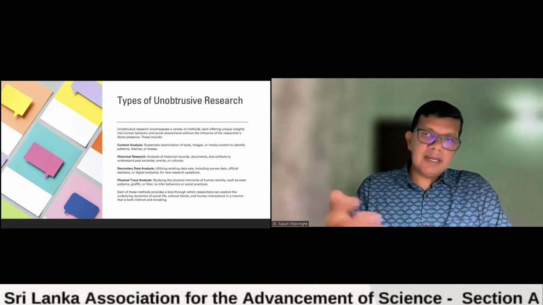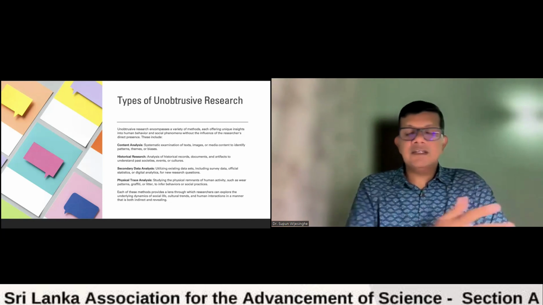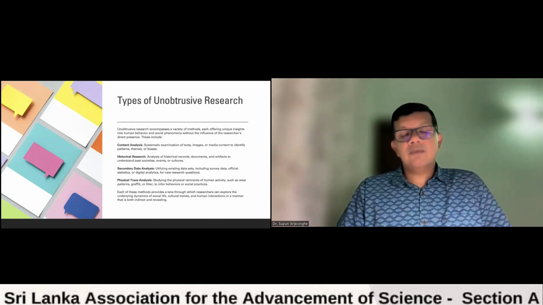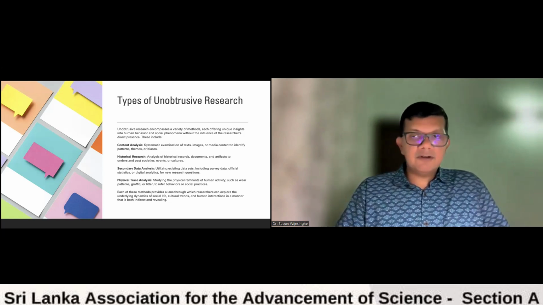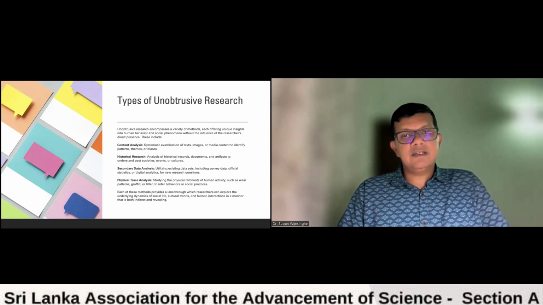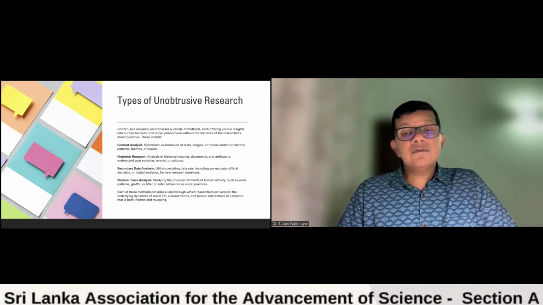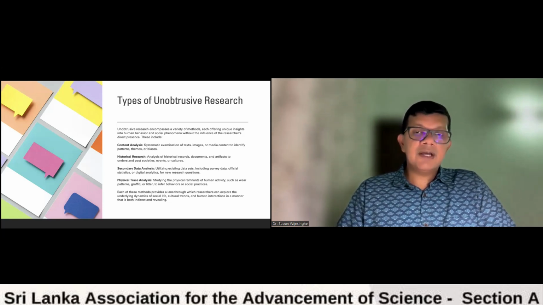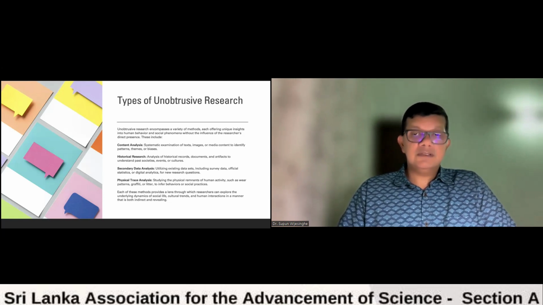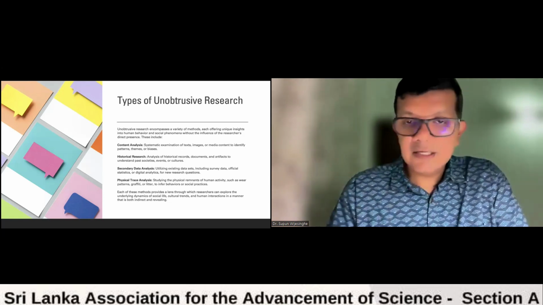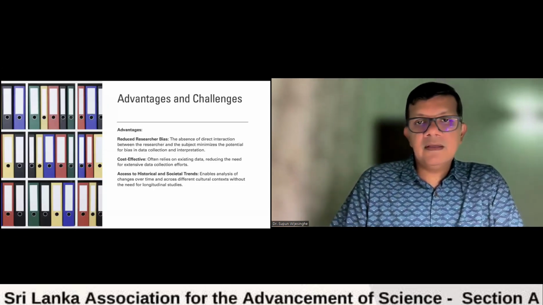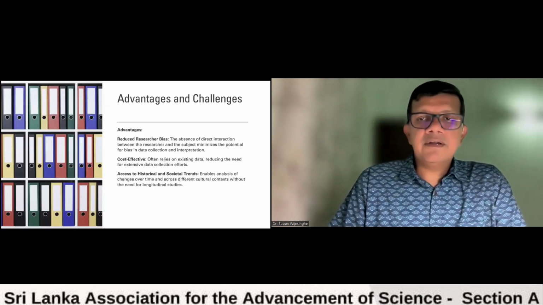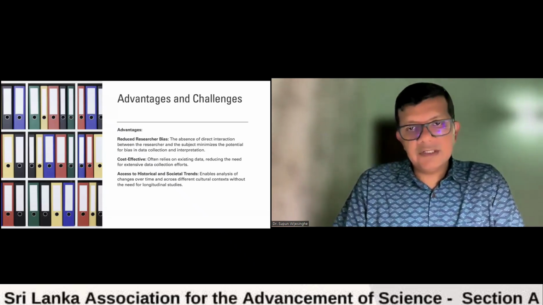Historical research, where you can analyze historical records from the 1950s and so on and study these things. And then the commonest one we use is secondary data analysis, which is data that was collected for different purposes. And then you do sort of a sociological study, like graffiti. In Sri Lanka we don't have that much, but in other countries they study communities in this way. This is called physical trace analysis. The key advantage is that it is cost effective and reduces researcher bias.